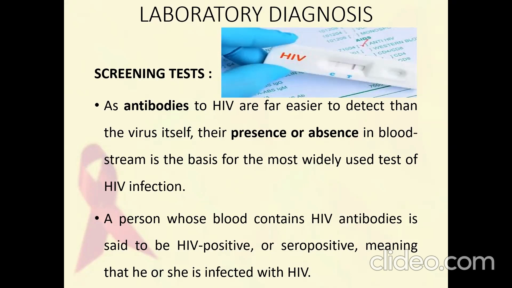Screening test, first is, as antibodies to HIV are far easier to detect than the virus. So presence or absence of these antibodies in the bloodstream is the basis for most widely used test of HIV infection. A person whose blood contains HIV antibodies is said to be HIV positive or seropositive, meaning that he or she is infected with HIV.